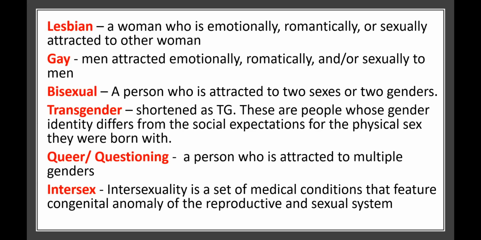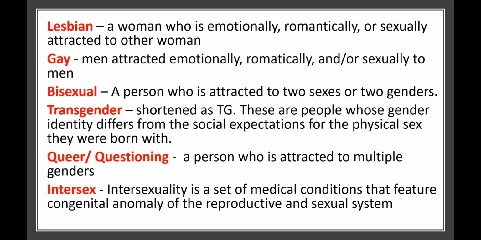So, in our modern society, we call lesbians tomboy, tombalata, tombaling. So, next we have gay. So, these are men attracted emotionally, romantically, and or sexually to men. Ito pong tinatawag natin ng mga bakla, bayot, shoyot, bading. So, next we have bisexual. When we say bisexual, it is a person who is attracted to two sexes or two genders. Ito pong tinatawag natin ng maya.